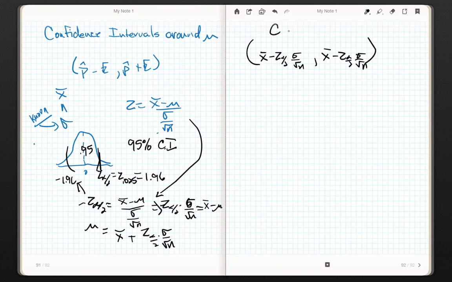And what we're building is a CI that we hope contains the mean somewhere in here. That's all that we're hoping for. If it's a 95% confidence interval, and I do this process over and over again and allow the law of large numbers to take effect, then we will end up with a probability of 0.95 that the mean will fall in those intervals. In other words, if we have 100,000, then the mean should fall in 95,000 of them.